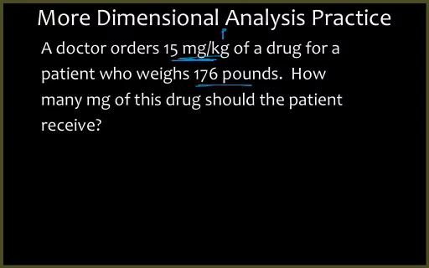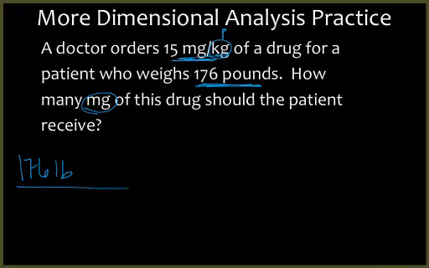We know this patient weighs 176 pounds. We want to solve for how many milligrams that patient should receive. So we're going to start with what we know here. We know we have a 176 pound person. Now, since this is kilograms, we have to get rid of this pounds and go to kilograms. So I would have told you in this problem that 1 kilogram is 2.2 pounds.